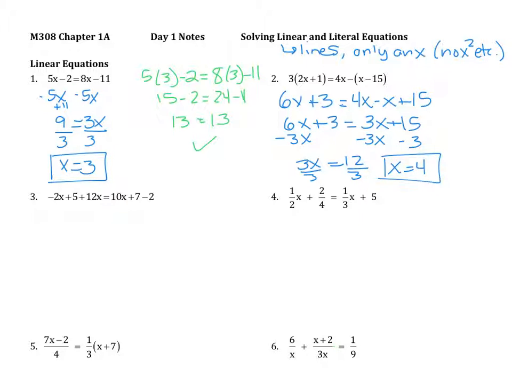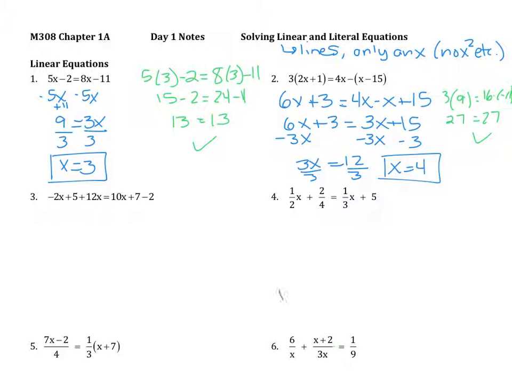Again, you can probably just do a mental check. 2 times 4 is 8, plus 1 is 9, times 3 is 27. On the other side, 4 minus 15 is negative 11, so 16 minus negative 11 is also 27. So this one also checks.